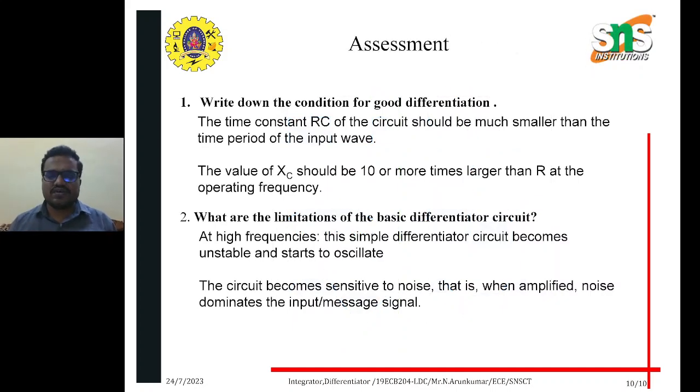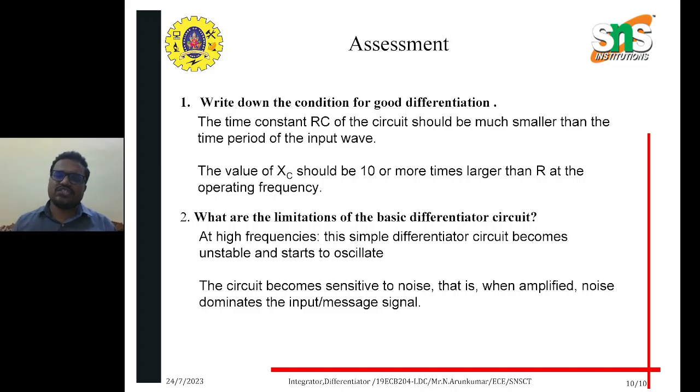So next is the assessment. Through this, we have discussed both the integrator and differentiator. One of the assessments here is about the good condition of the differentiator and the limitations of the differentiator circuit. The condition means the time constant of R and C in the circuit should be much smaller than the time period of the input signal. Next, the capacitive reactance Xc must be greater than 10 times the resistor, so that the differentiator acts as a proper circuit.